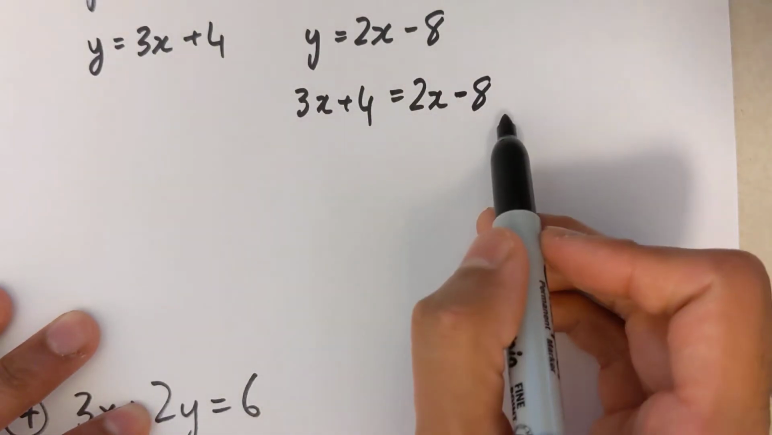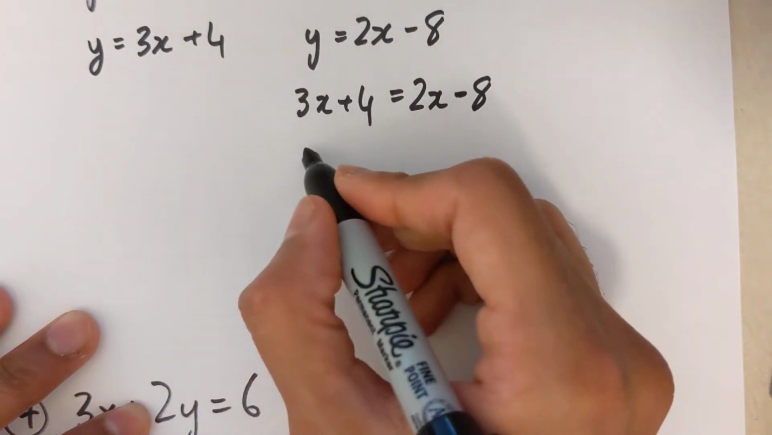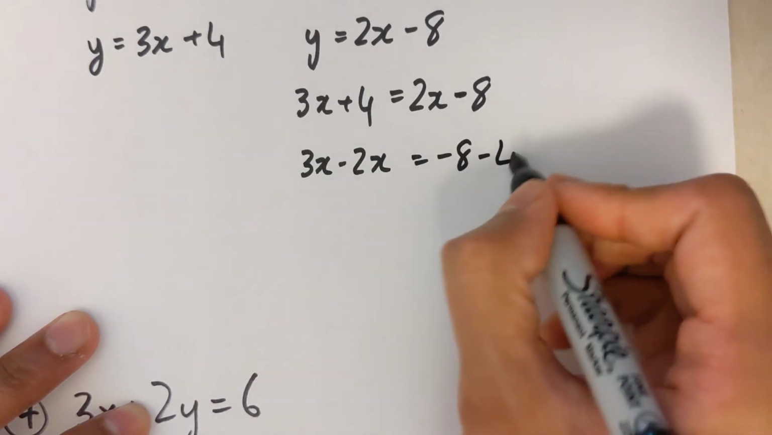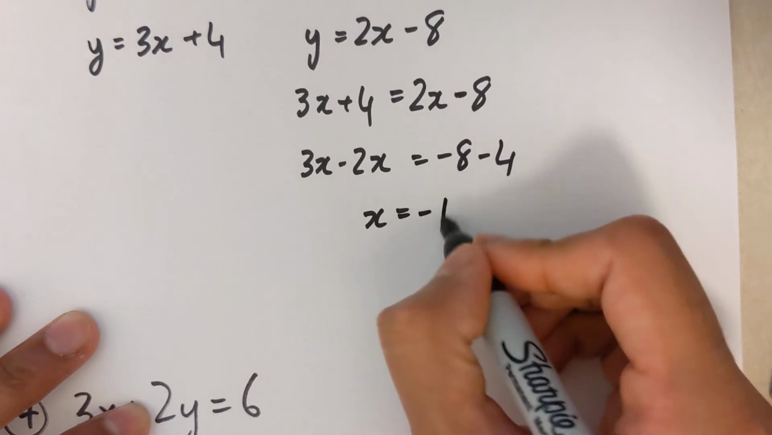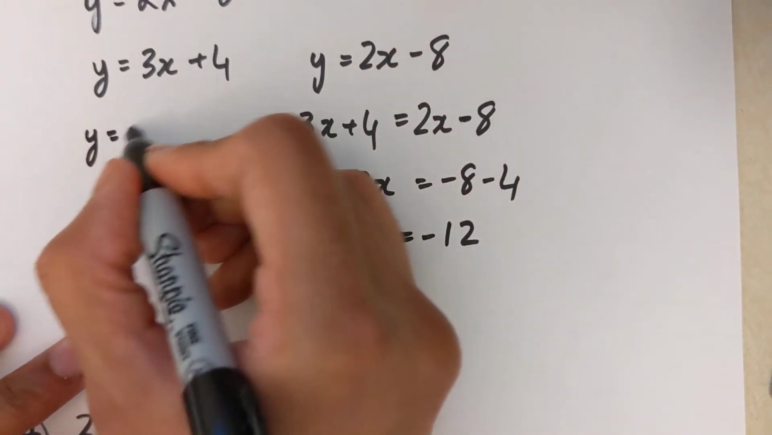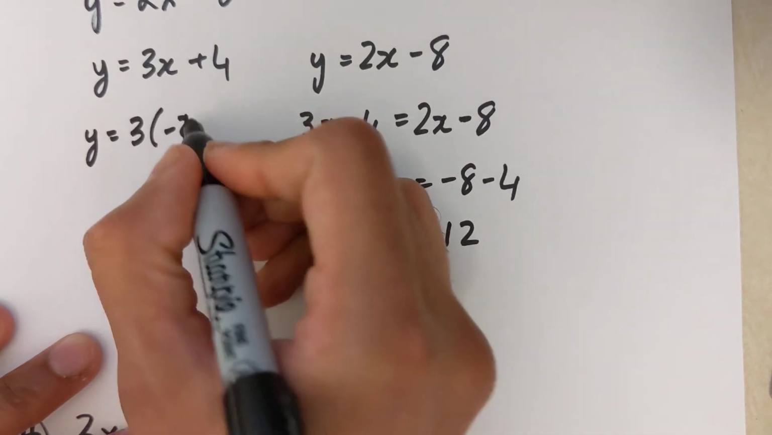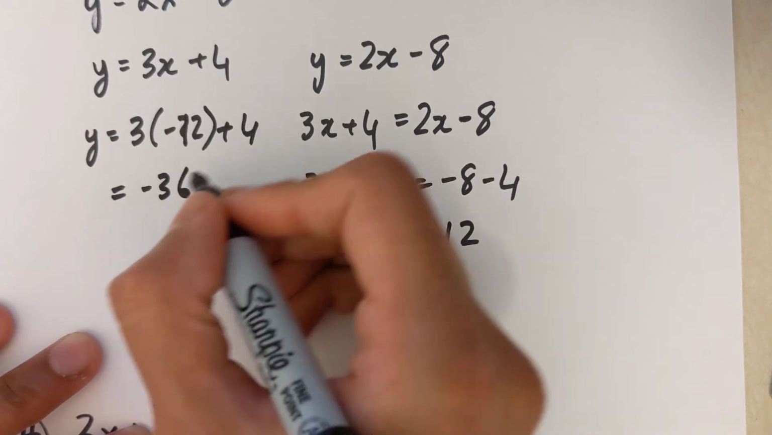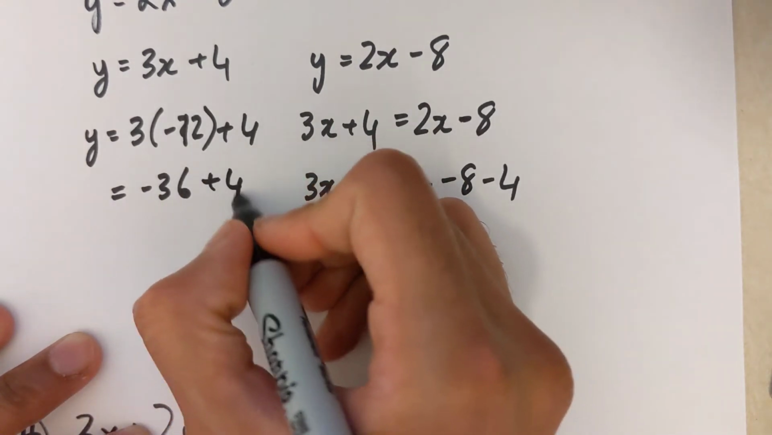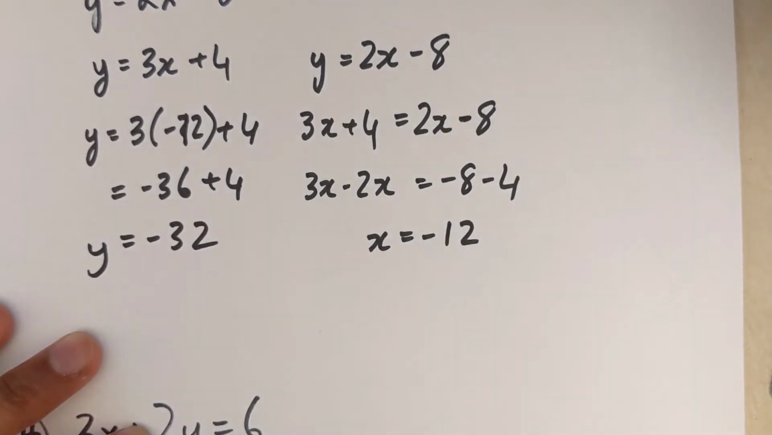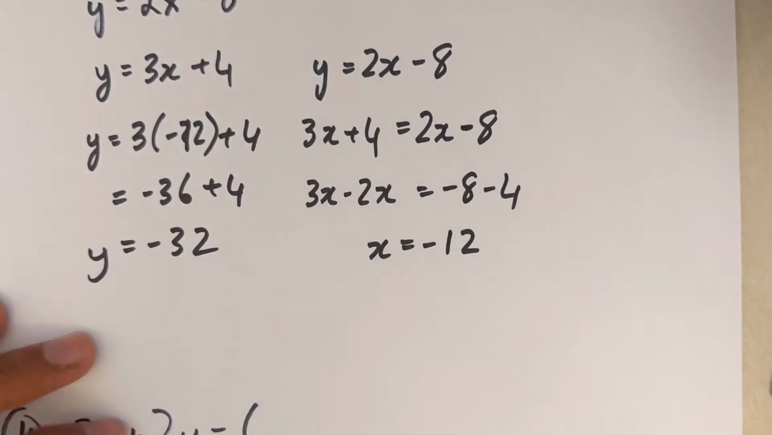I'm going to move the 4 to this side, and I'm going to move the 2x to this side. So 3x minus 2x equals negative 8 minus 4. X equals negative 12. I'm going to come back here and sub it. Y equals 3 times negative 12 plus 4. That's negative 36 plus 4, which is negative 32. Have my solution. Again, that was a bit of an easy one.